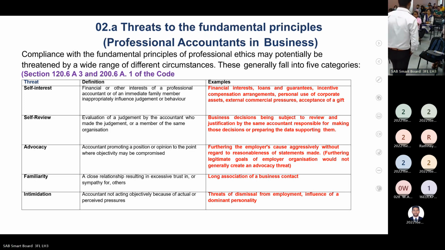Correct. For example, let's say an audit firm. I am the owner of a company. I have outsourced my company's work to the audit firm, and they are preparing my financial statements, and also they are auditing my financial statements. Self-review, right? So there is a single phrase for that.